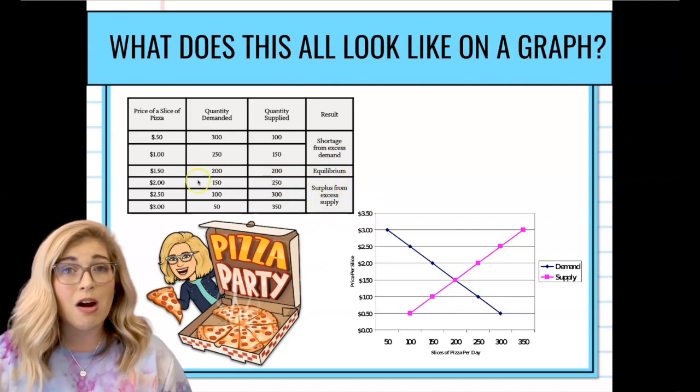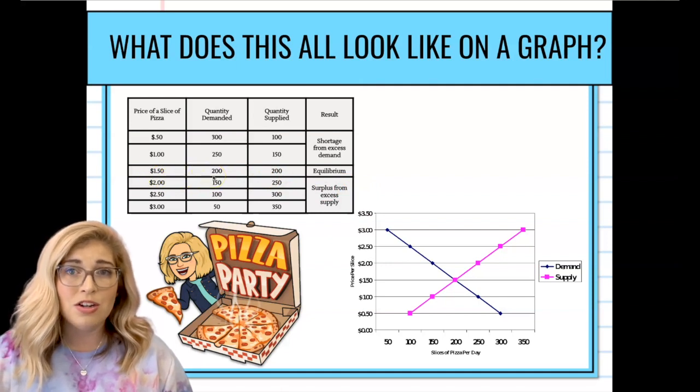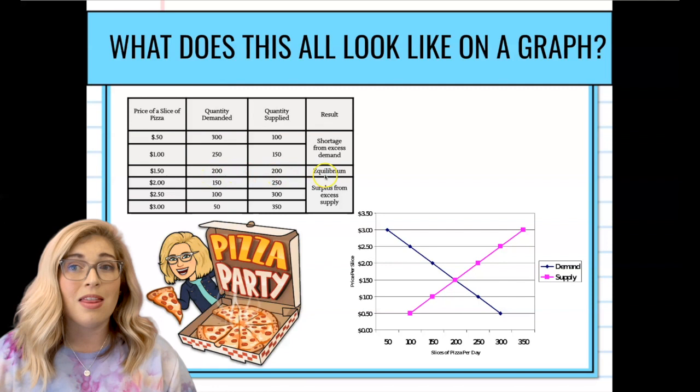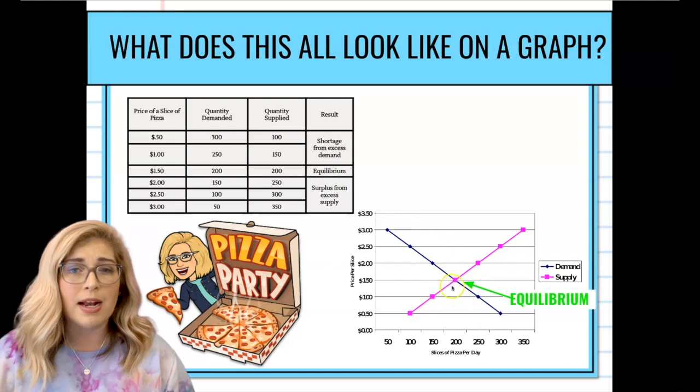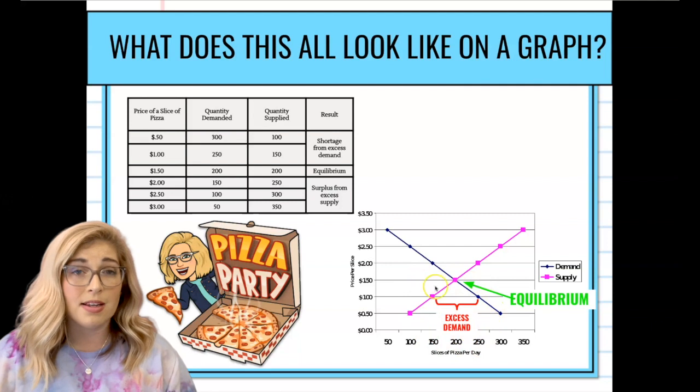The place in which we are happy is at $1.50. 200 slices are demanded, 200 slices are supplied. That is our point of equilibrium. So again, you can see that down here on the graph. Equilibrium is smack dab in the middle at $1.50. 200 slices are demanded and supplied. Anywhere else is going to be our excess demand down here, and then our excess supply.